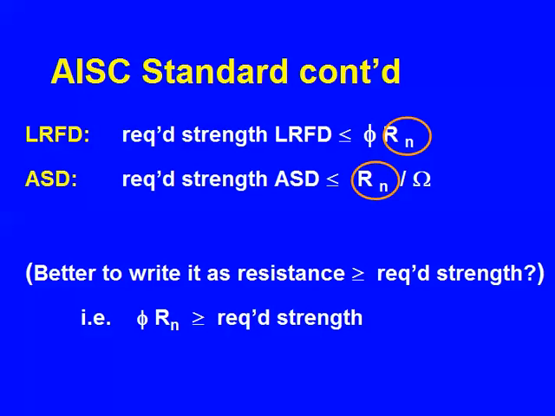So there's the rule, required strength in LRFD. This is what's in the spec: required strength is less than or equal to a factor phi times R sub n. I'll explain all this stuff.